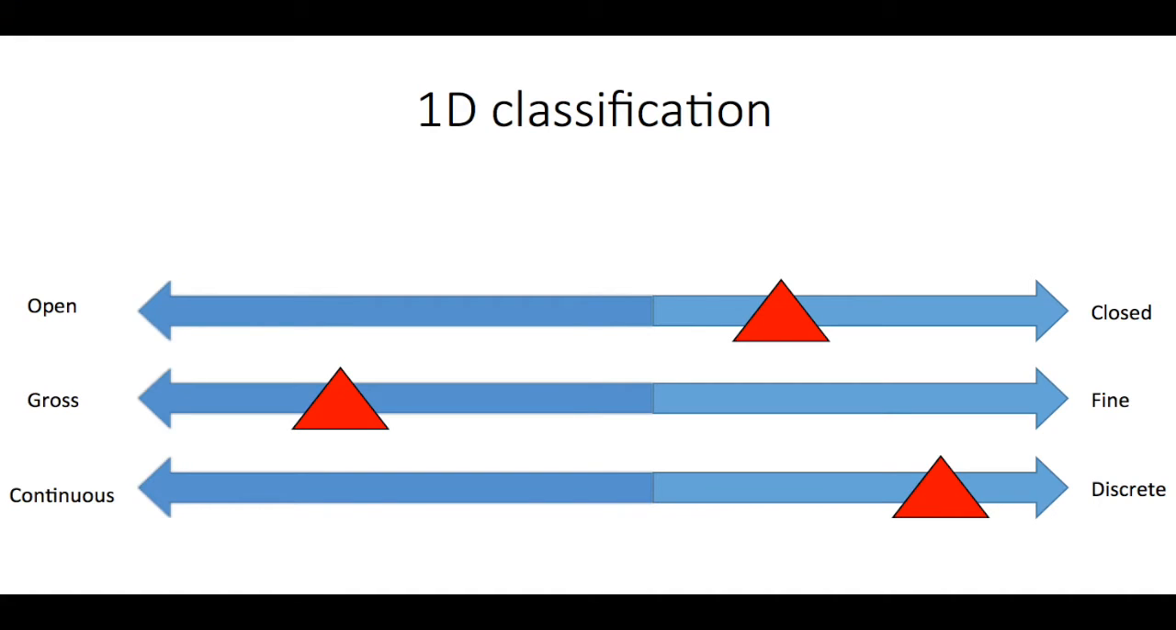To classify the skill, we first started with a one-dimensional analysis in which we looked at whether the skill was open or closed, gross or fine, continuous or discrete. We found that it leaned towards the closed side, the gross side and the discrete side.